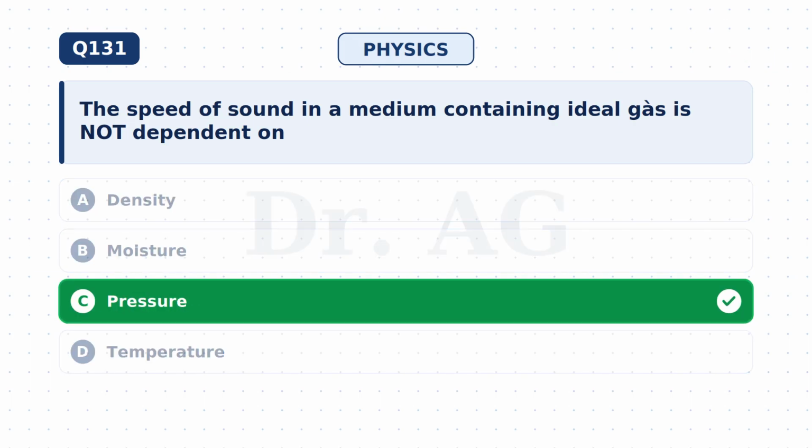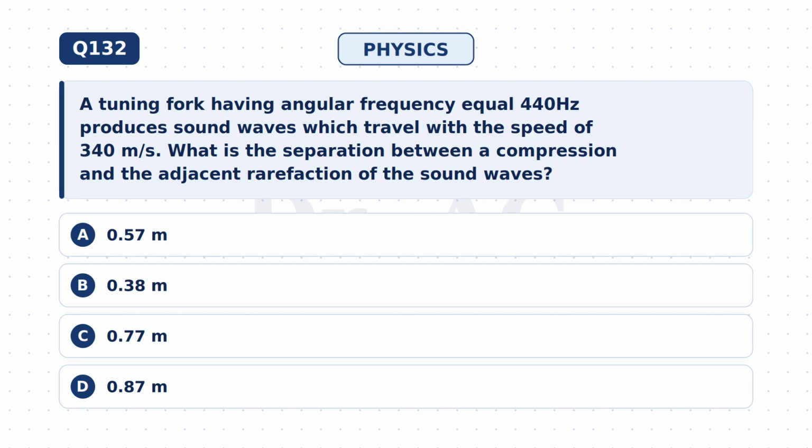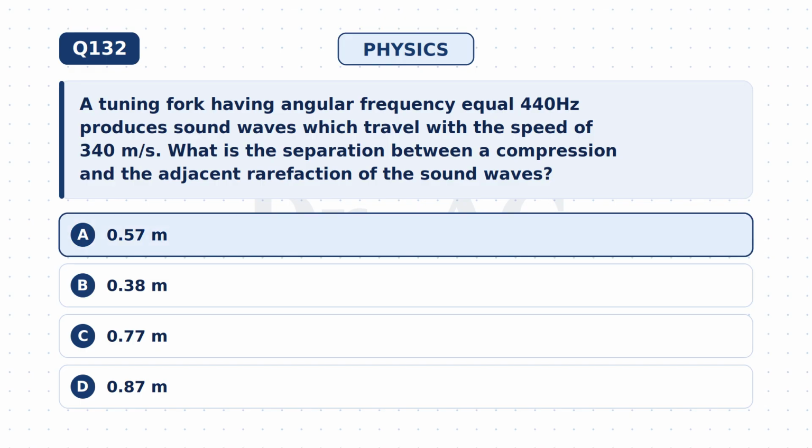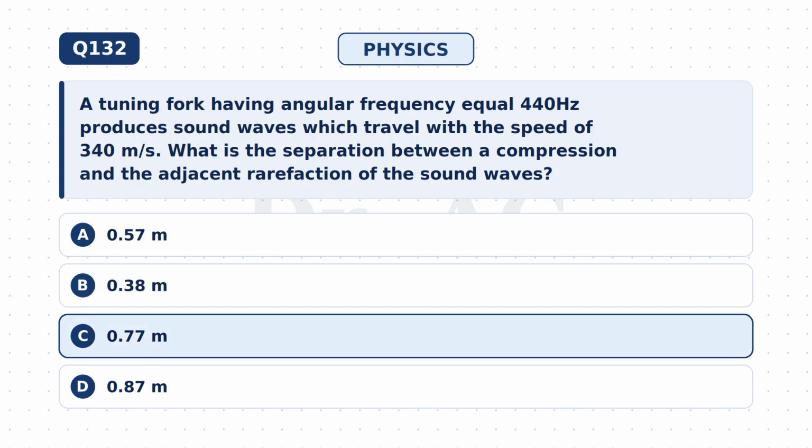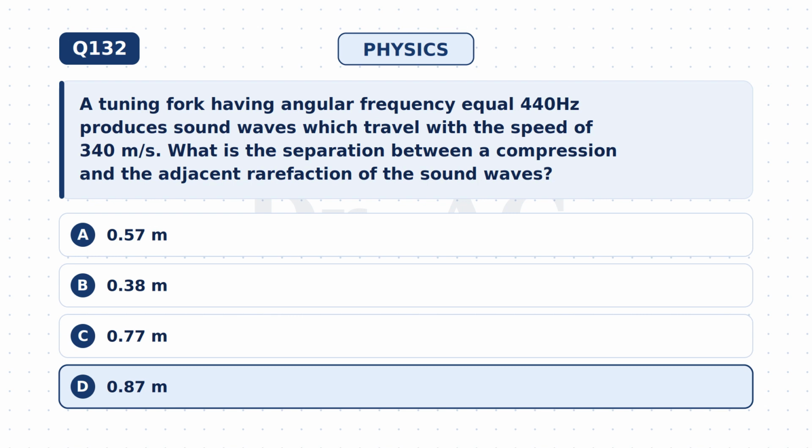The correct answer is C. Pressure. Question 132. A tuning fork having frequency equal to 440 Hz produces sound waves which travel with the speed of 340 meters per second. What is the separation between a compression and the adjacent rarefaction of the sound waves? Option A. 0.57 m. Option B. 0.38 m. Option C. 0.77 m. Option D. 0.87 m.